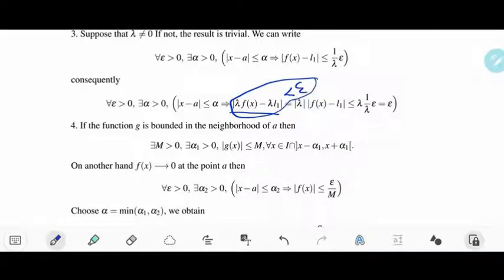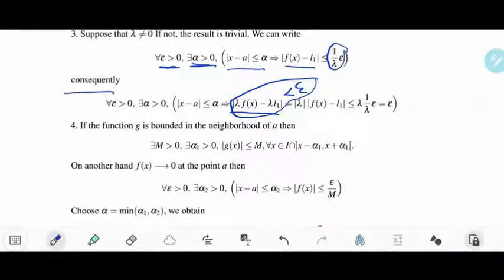I will use the fact that f(x) tends to L1 to say that for any epsilon that you give me, I will divide this epsilon by lambda, and I will obtain a number. So for this number, there exists alpha such that for all x satisfying |x - a| < alpha, |f(x) - L1| is less than this number that I created, which is epsilon over lambda. It's true because this is true for any number that I choose.